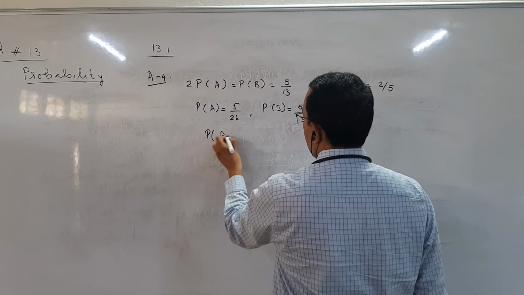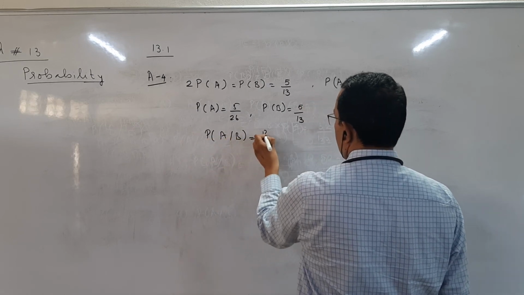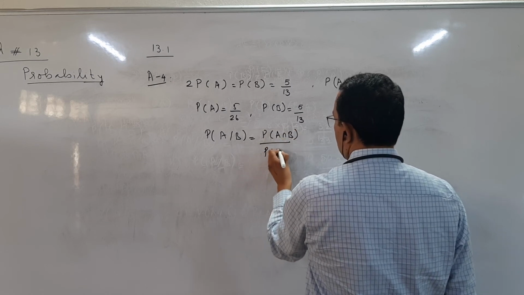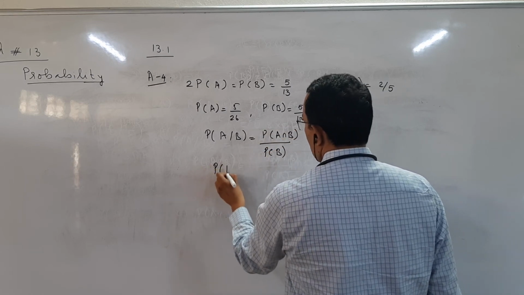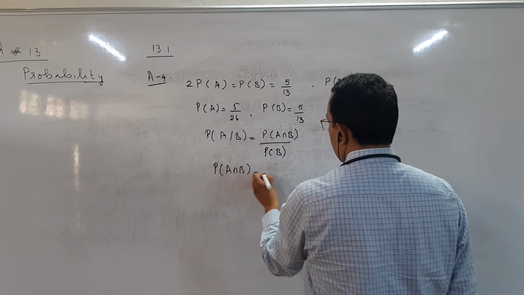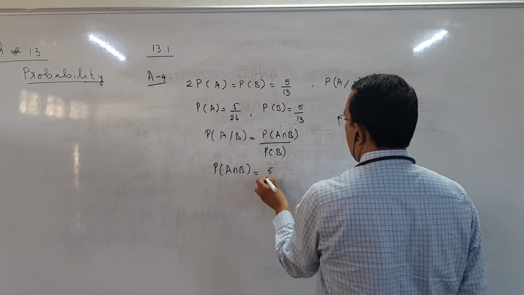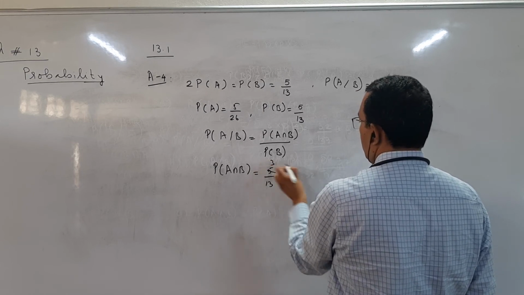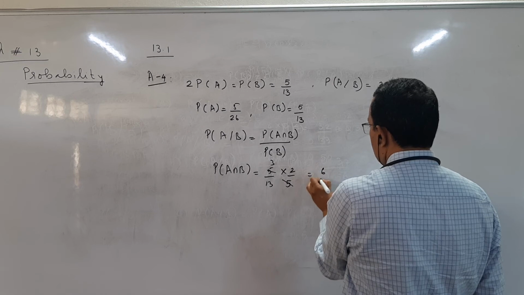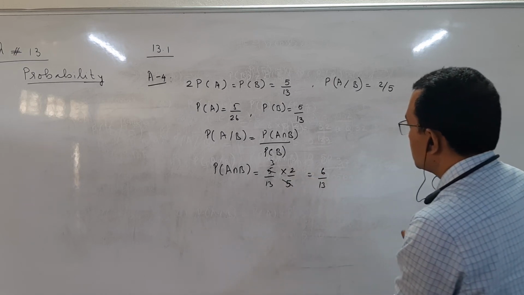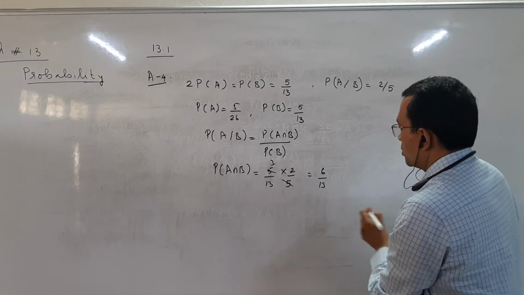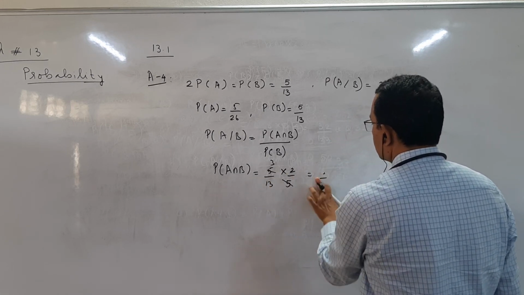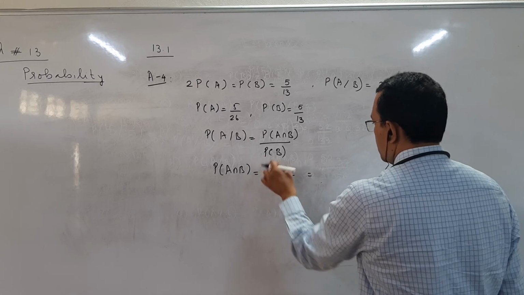First of all, from P of A given B, I can write this as P of A intersection B upon P of B. So P of A intersection B will be P of B, which is 5 by 30 into 2 by 5. So this 5 and 5 gets cancelled. Sorry students. So this is 2 by 30.